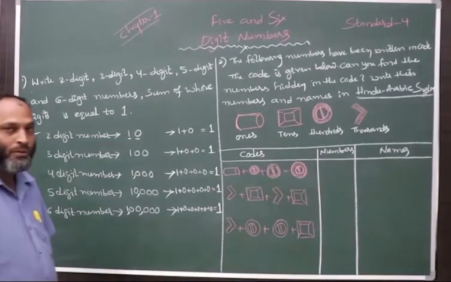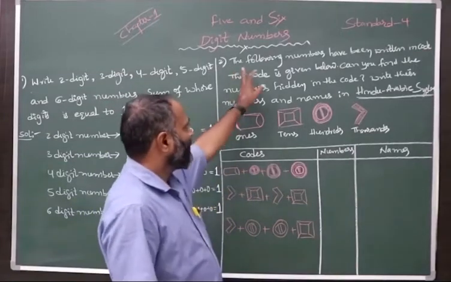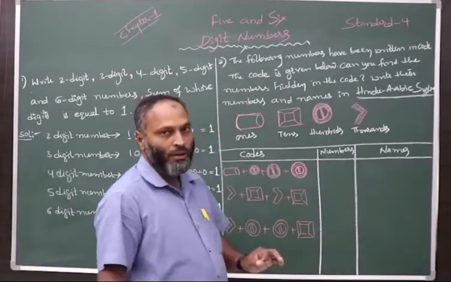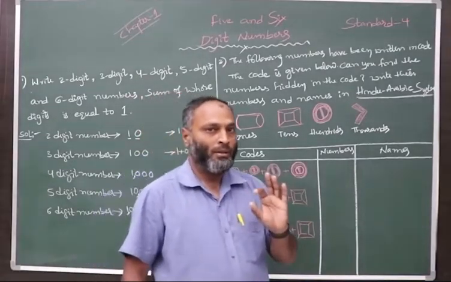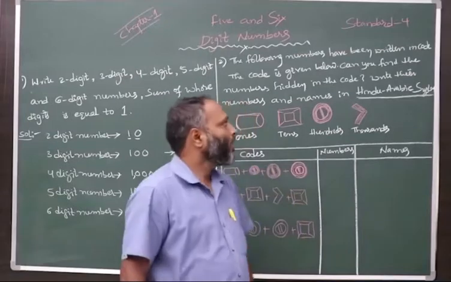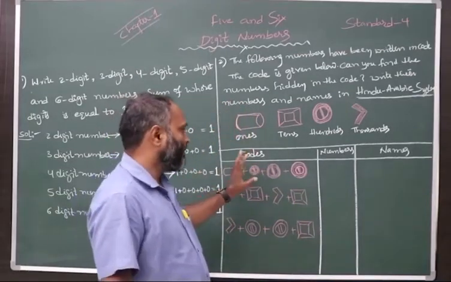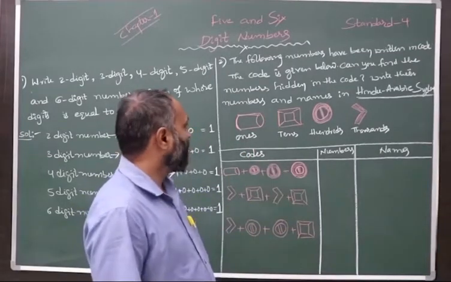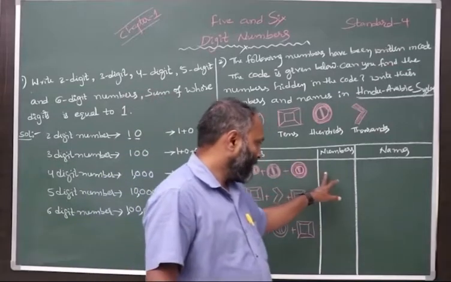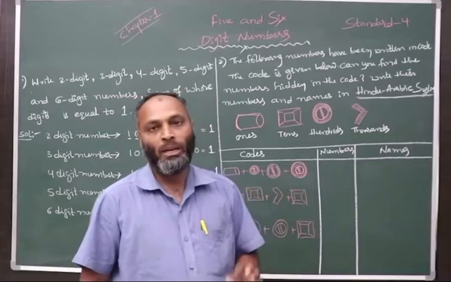The next question. In the next question, the following numbers have been written in code. Numbers are not given here. Instead of numbers, he has given code. Can you find the number in that code? So we have to find the numbers hidden in the code, and write the number and also the name in the Hindu Arabic system.